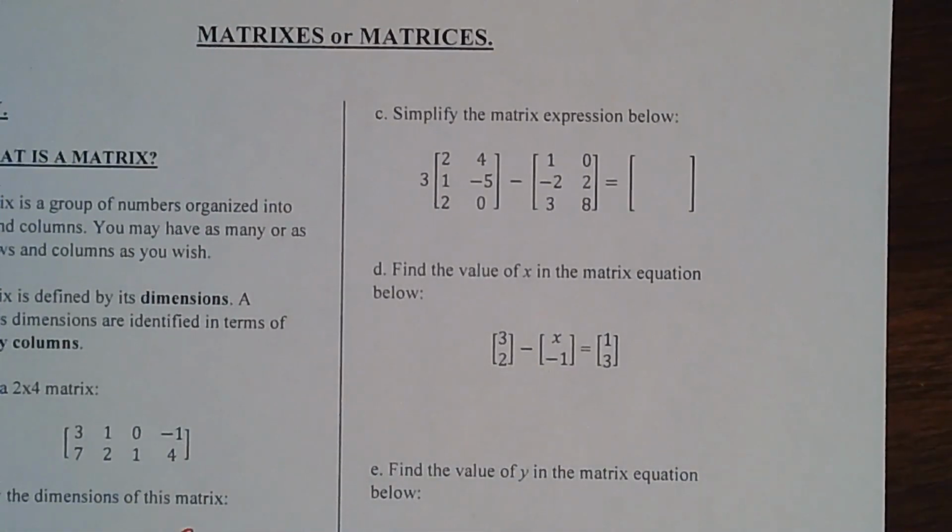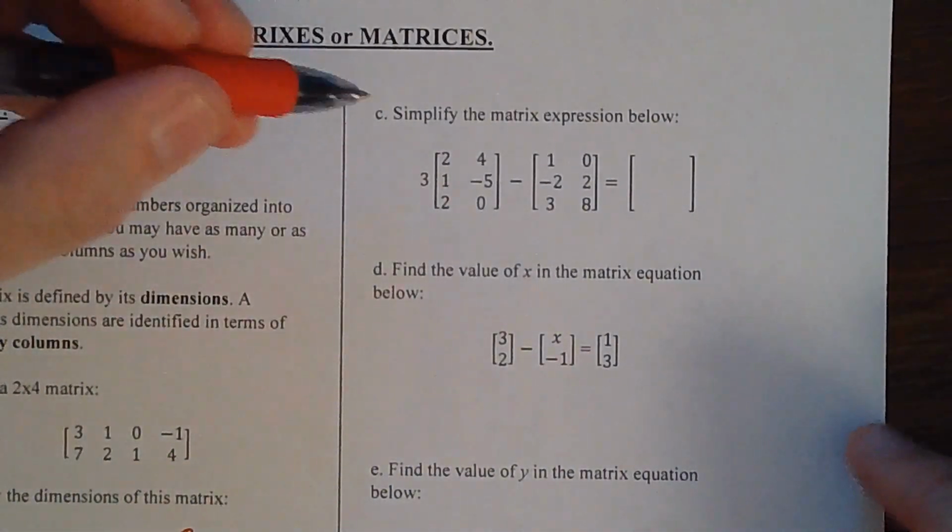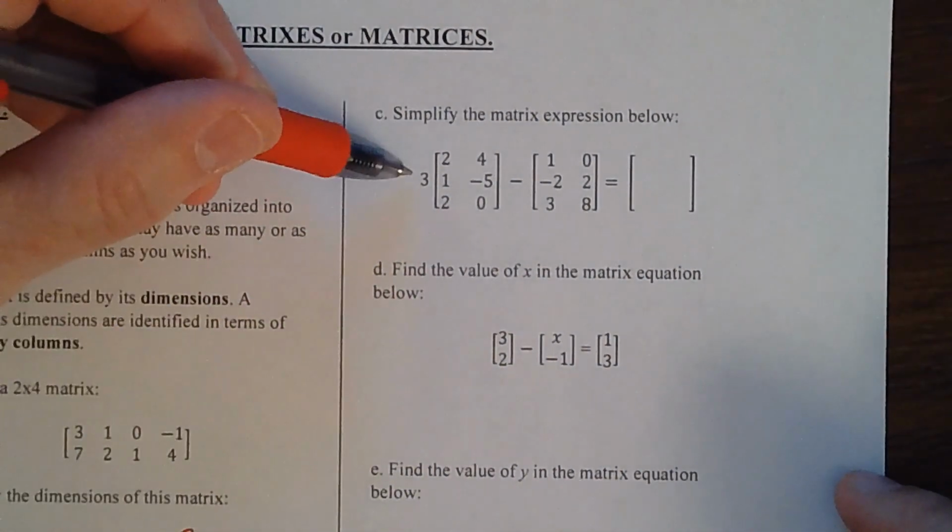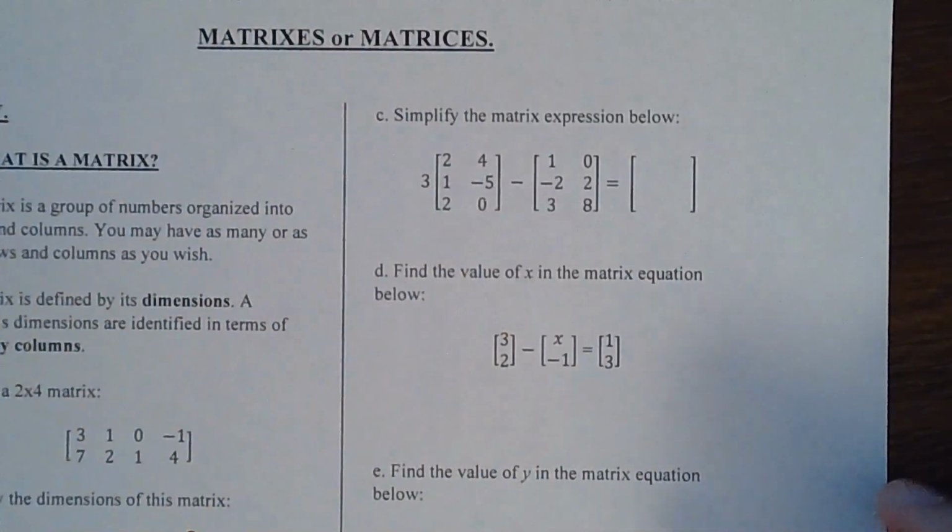Let's go to part C now on the top right. Here's our first important problem for you guys to do. 1C, simplify the matrix expression below. You have 3 times a matrix minus another matrix. It's a subtraction, not an addition. Go ahead and pause the video, please, and do question 2C.